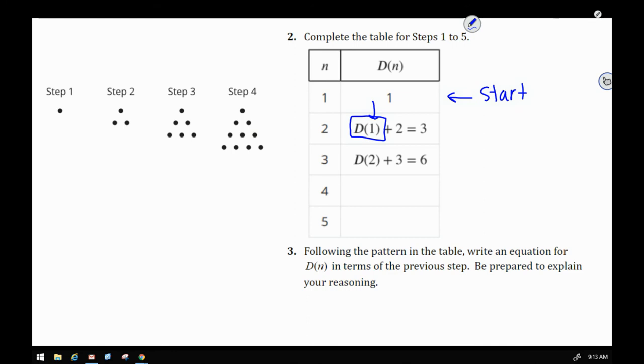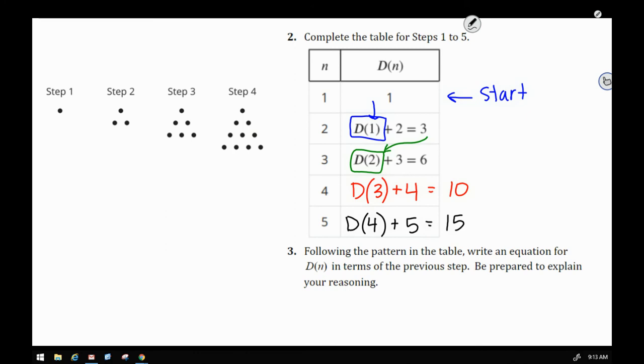So what is D of 2 then? Dots from step 2, so 3 plus 3 is 6. So what am I gonna put right here? Dots from step 3 plus 4. So 6 plus 4 is 10, right? And then for 5, this will be dots from step 4 plus 5 is 15. Wow. Crazy.